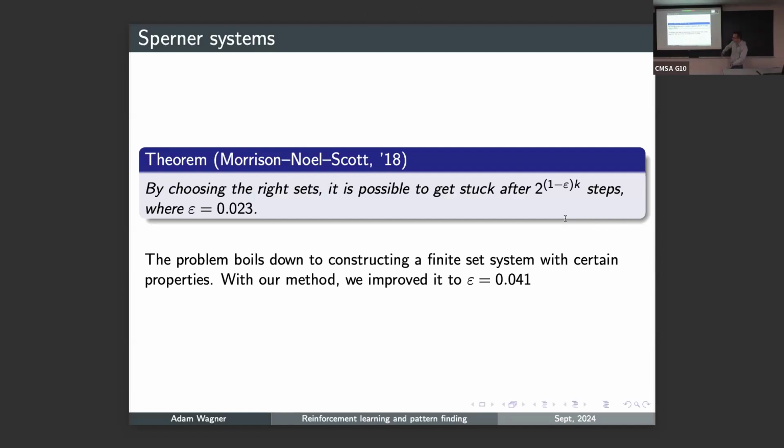You can cook up a reward function. And if you apply this transformer loop a couple of times, this epsilon starts improving, and we managed to get up to something like 0.04.